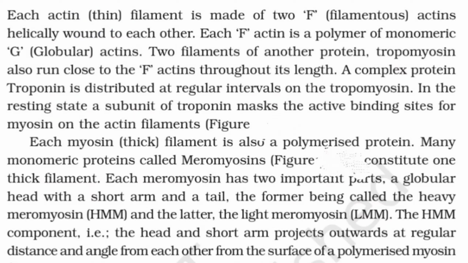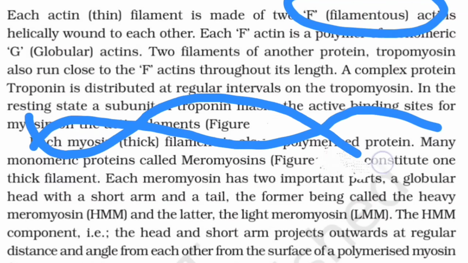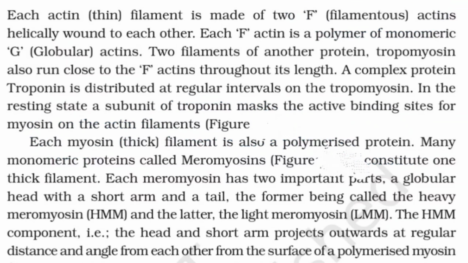We already know that actin is called the thin filament, which is made up of two F units. We'll be calling it F actin. So basically, this will be one F actin, this will be the other F actin. We'll be going through the diagram as well. Here there are two filamentous actins which are helically bound to each other, and each F actin is again made up of monomeric subunits called G actin.